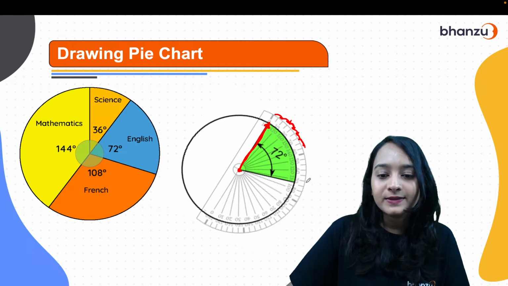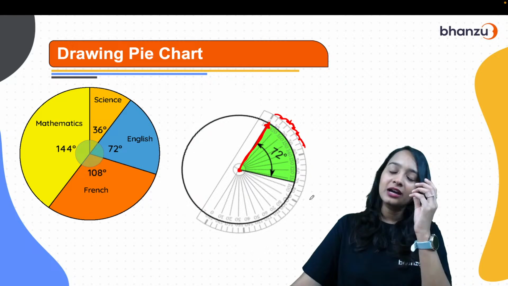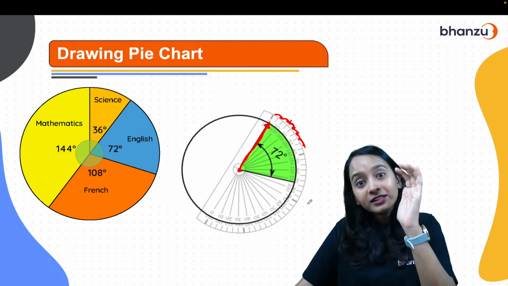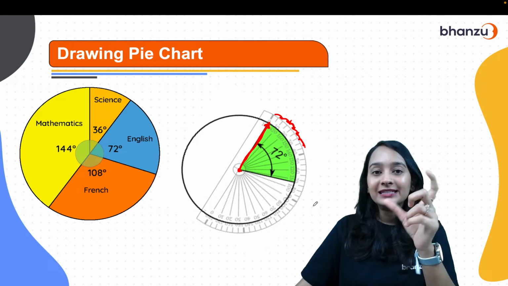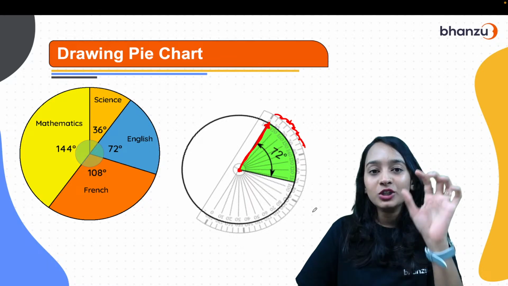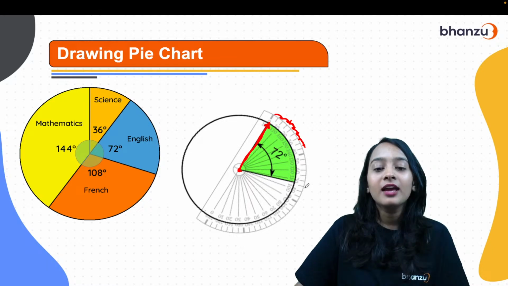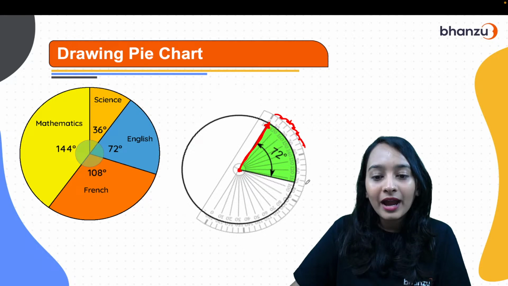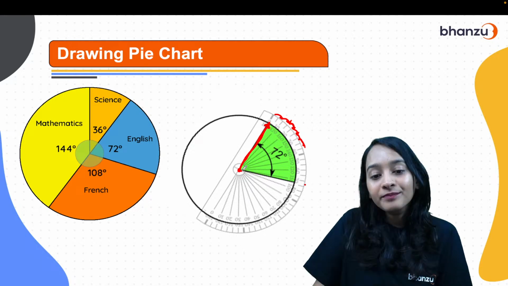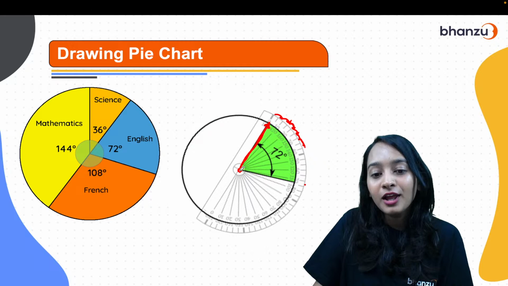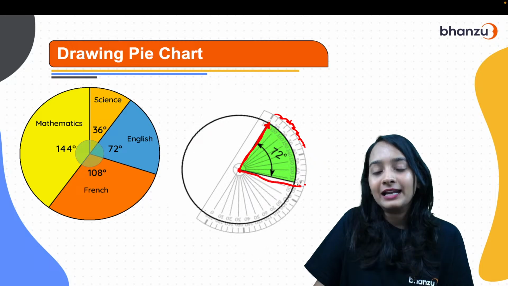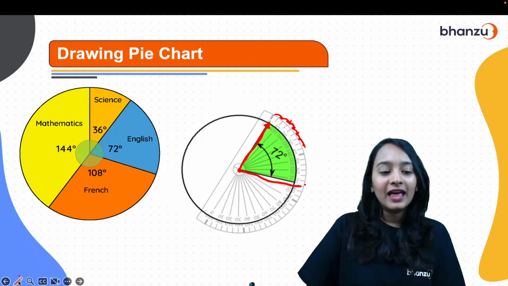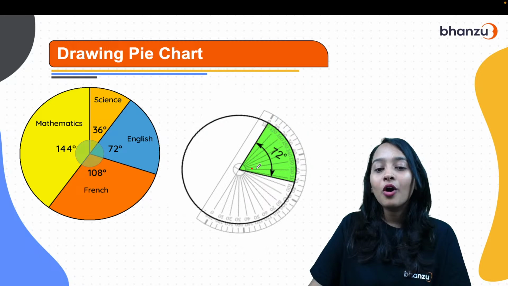So 7, and when you look at your protractor closely, there are further divisions between each of these angles, 70 to 80. You can see further 10 divisions, right? So go till 72 and mark a point. And from the center of the circle, you're going to draw a straight line. Alright? And now as you can see here, you got your angle 72 degree.